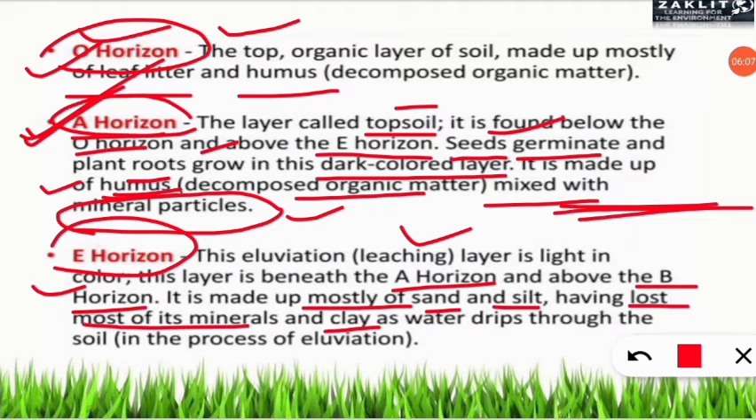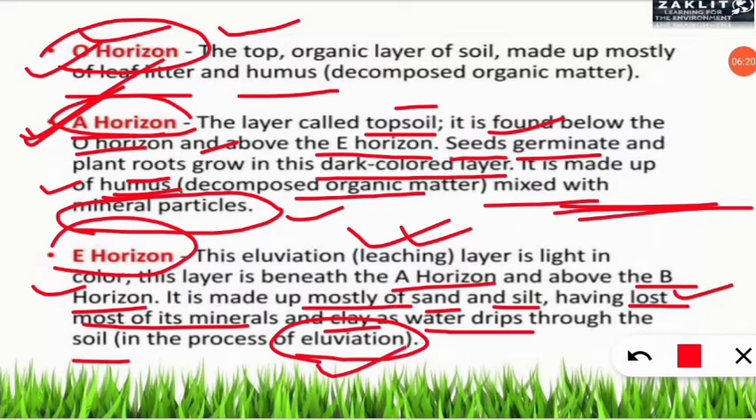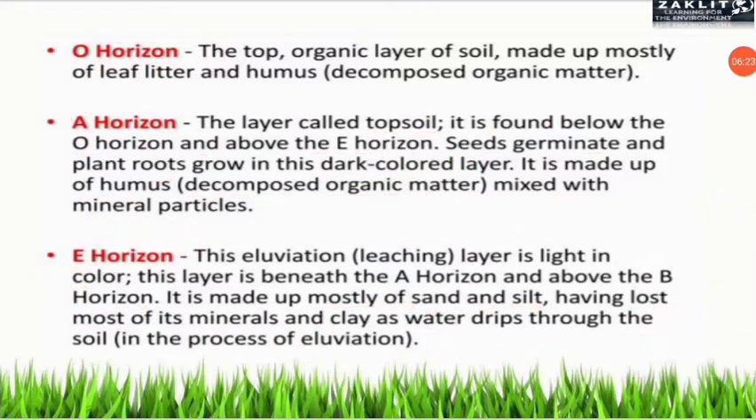So clay here is lost as water drips through the soil. So in this process of elevation, that is leaching, the clay is not found because it has been lost from top to bottom due to leaching. So in this layer, that's why it is light in color, because clay is not present.